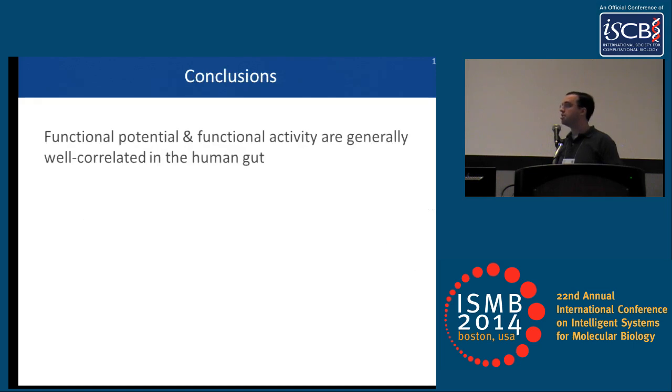So, conclusions. We saw that functional potential and functional activity are actually quite well correlated in the human gut. This makes them very different from something like human tissue types. This is actually great news for people who are doing functional surveys based on DNA, because it tells you that if you're measuring DNA, you're directly measuring functional potential, but you can also make a very good guess about the functional activity of the community in most cases.